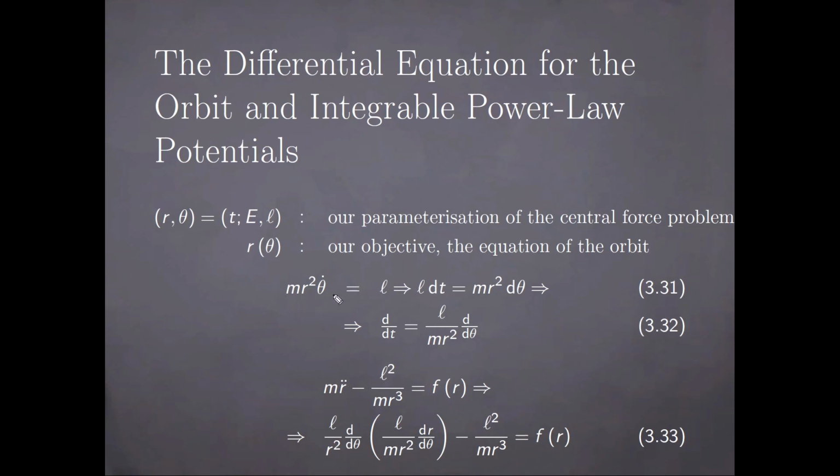Namely, we can take this expression, solve it for the differential of time, and then what follows immediately is that we can write the derivative with respect to time in terms of the derivative with respect to the angle. And as such, if we take this into the equation of motion corresponding to the radial coordinate, we immediately obtain the orbit equation in the form given here.